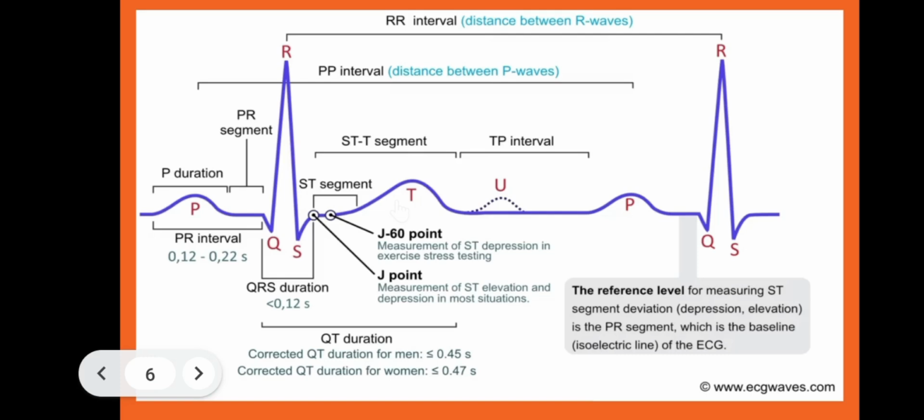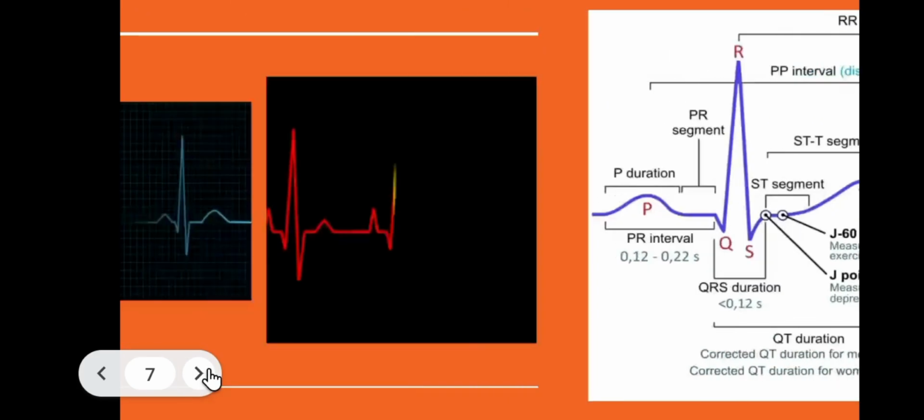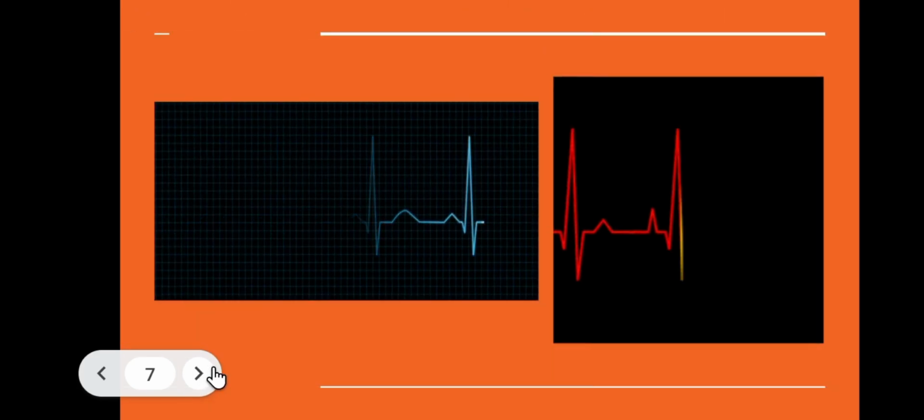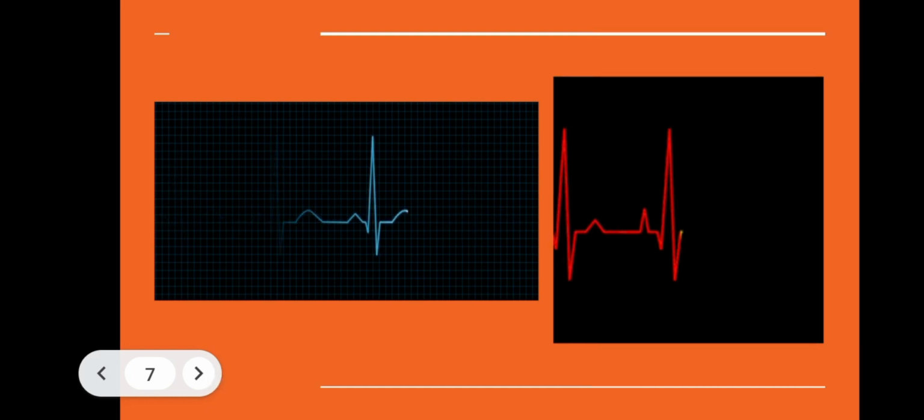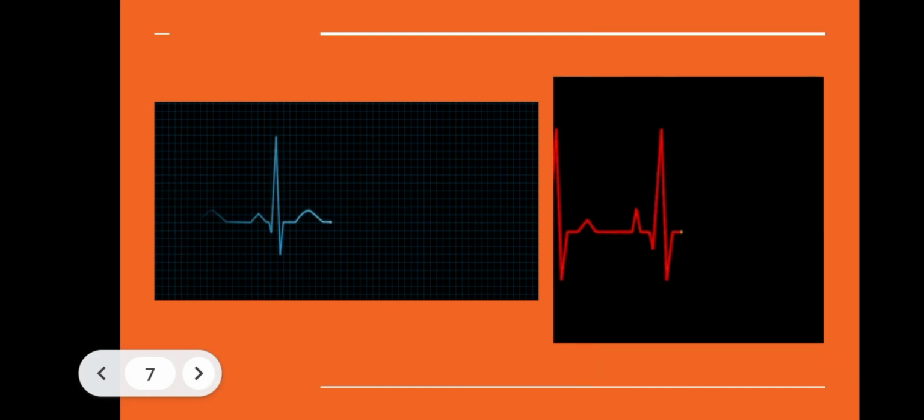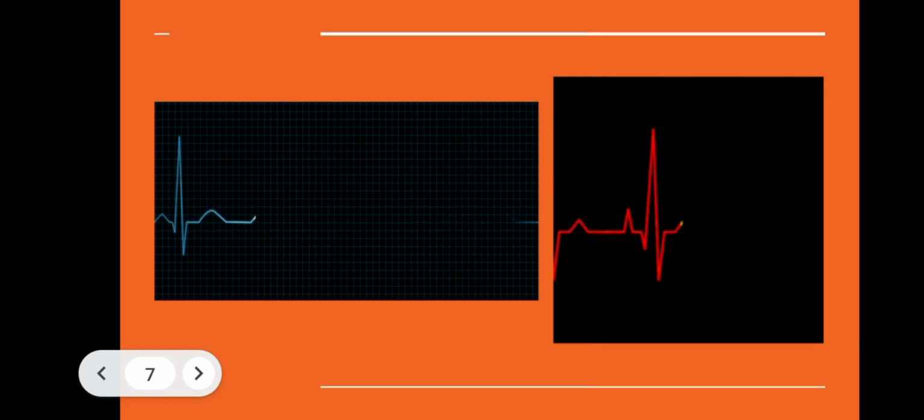So please don't forget your PQRST and U wave. Be mindful of our normal duration periods so we could easily figure out if a certain ECG reading is out of normal. Now as you could see on your screen, that's a normal ECG reading.